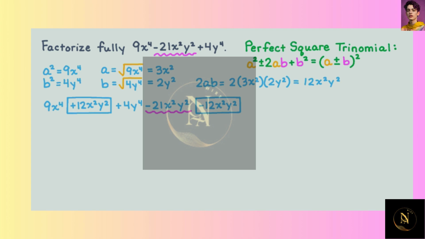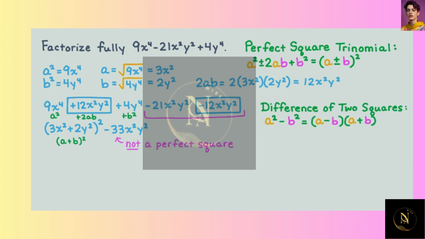In this case, the 0 gets added to the polynomial in the form of 12x squared y squared minus 12x squared y squared. Our expression with these new terms is 9x to the fourth power plus 12x squared y squared plus 4y to the fourth power minus 21x squared y squared minus 12x squared y squared. We can now factor the first three terms as a perfect square trinomial, giving us 3x squared plus 2y squared, squared. Then we can combine the like terms, giving us negative 33x squared y squared.